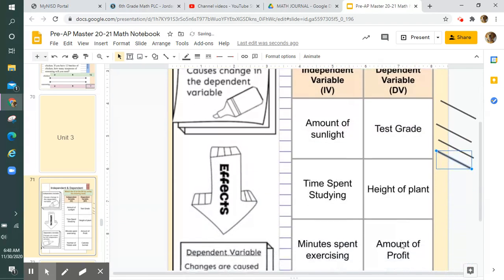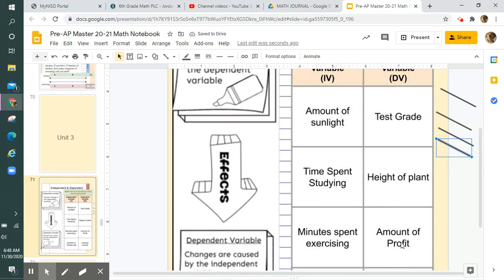All right, if we look at the first one, it is the amount of sunlight. The amount of sunlight has an effect on how tall the plant is. The amount of sunlight is what you can change because you can put the plant outside, you can put the plant inside, you can put it under a tree. So the amount of sunlight is what you can change, and that affects how tall the plant will grow.